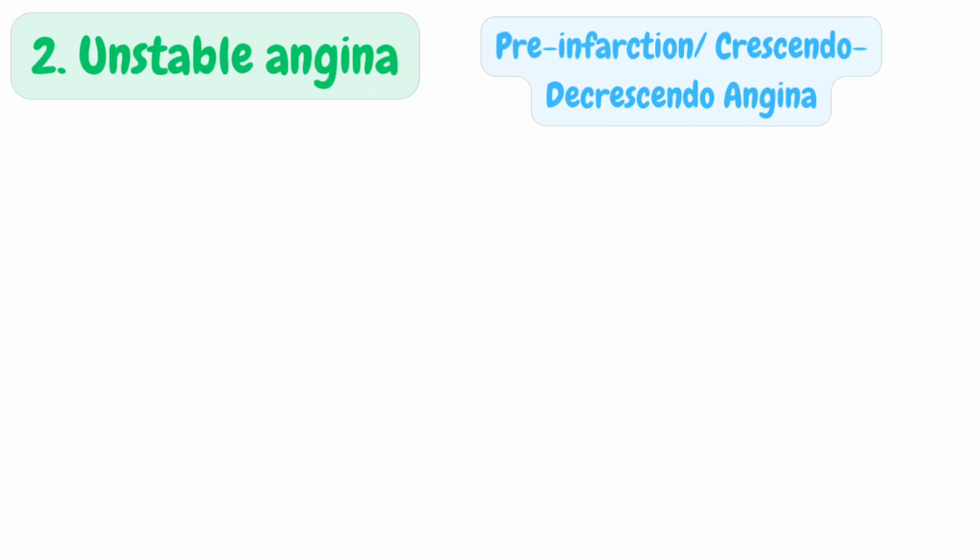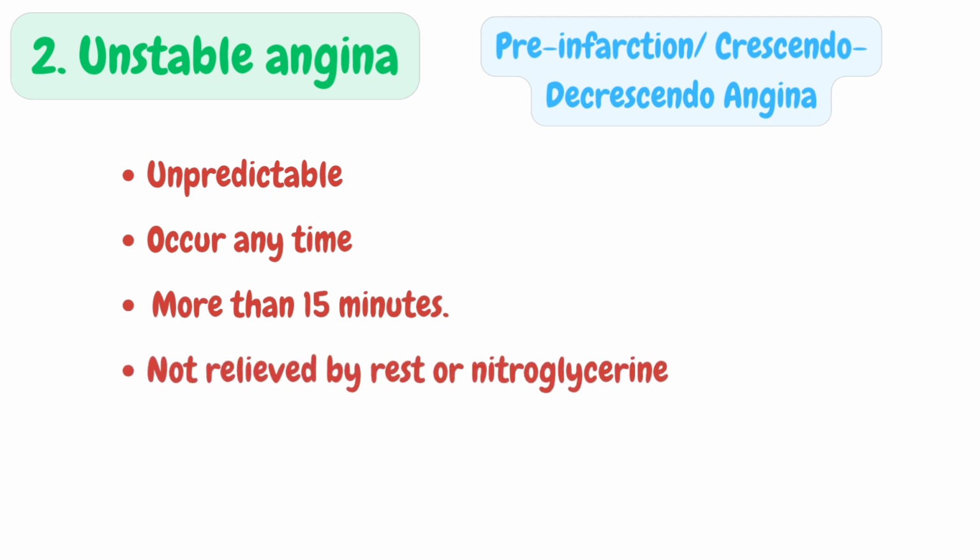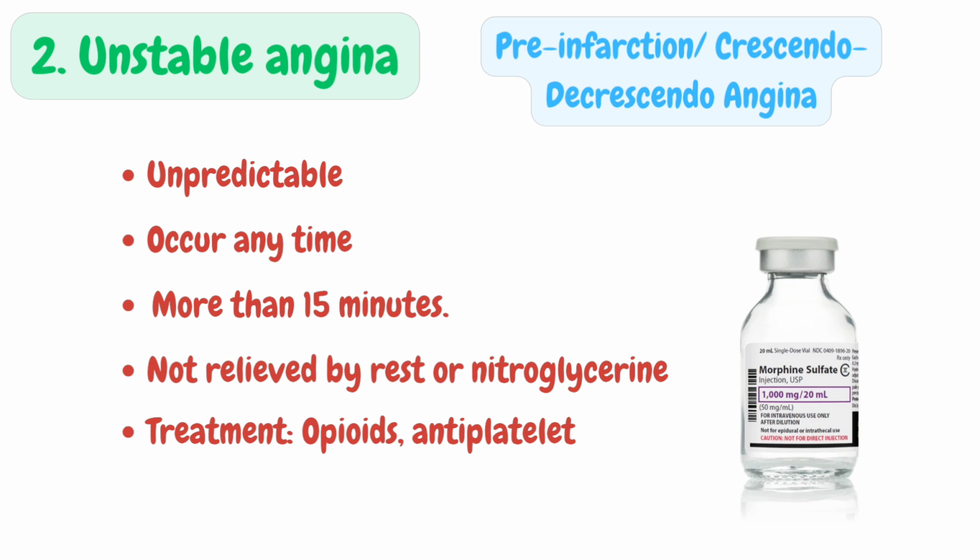Second type is unstable angina, also called pre-infarction angina and crescendo-decrescendo angina. It is unpredictable as pain can occur at any time. Pain lasts for more than 15 minutes and is not relieved by rest or nitroglycerin. The patient will need opioids or antiplatelets to decrease this pain.